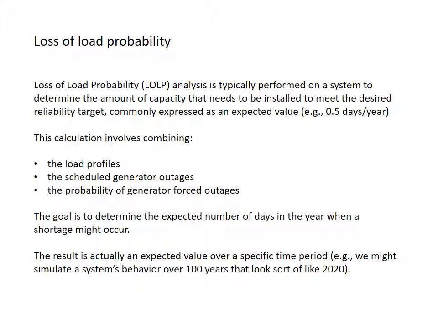Schedules of generator outages, and so that would be unforced outages, right? So we have to include in this analysis some time that we're going to deliberately take certain power plants and system components offline in order to improve them, and then also the probability of forced outages. And then the goal here is to determine the expected number of days during the year in which a shortage might occur, where we don't have enough electricity to meet the demand.